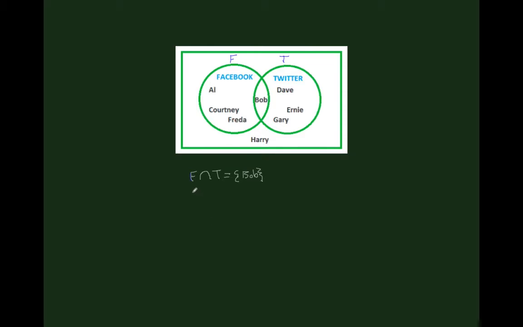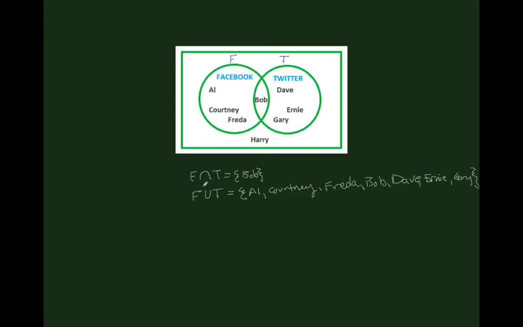We could also talk about the union of the sets. F, Facebook users, union, Twitter users, would be the set containing Al, Courtney, Freda, Bob, Dave, Ernie, Gary. That would be the union. It's all the people that use Facebook and all the people who use Twitter.